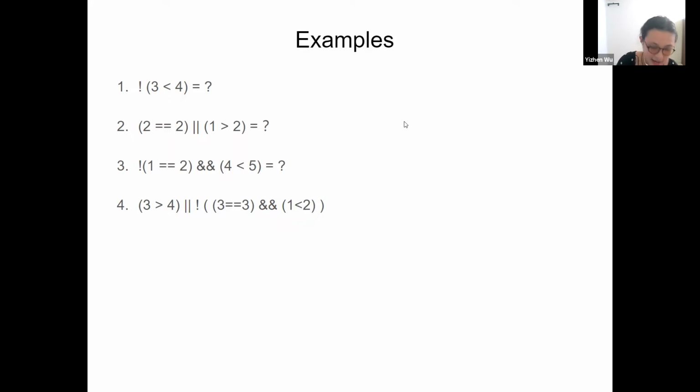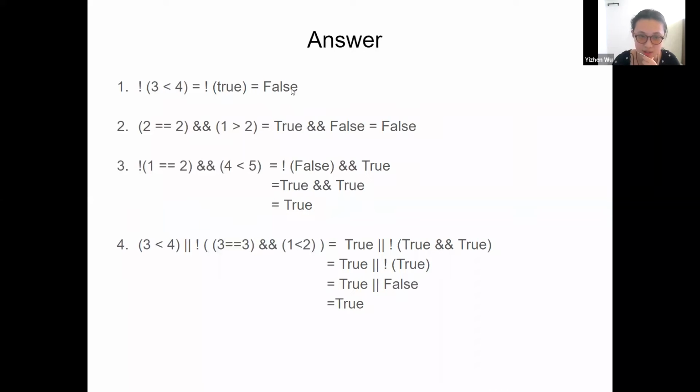Okay, actually, we might not have enough time to go through everything. So I'm just gonna do the first one with you guys. So 3 is less than 4, right? We all know that 3 is less than 4. That is true. But then there's an exclamation mark, which means not. So not true is equal to false. So the answer for the first one is false.